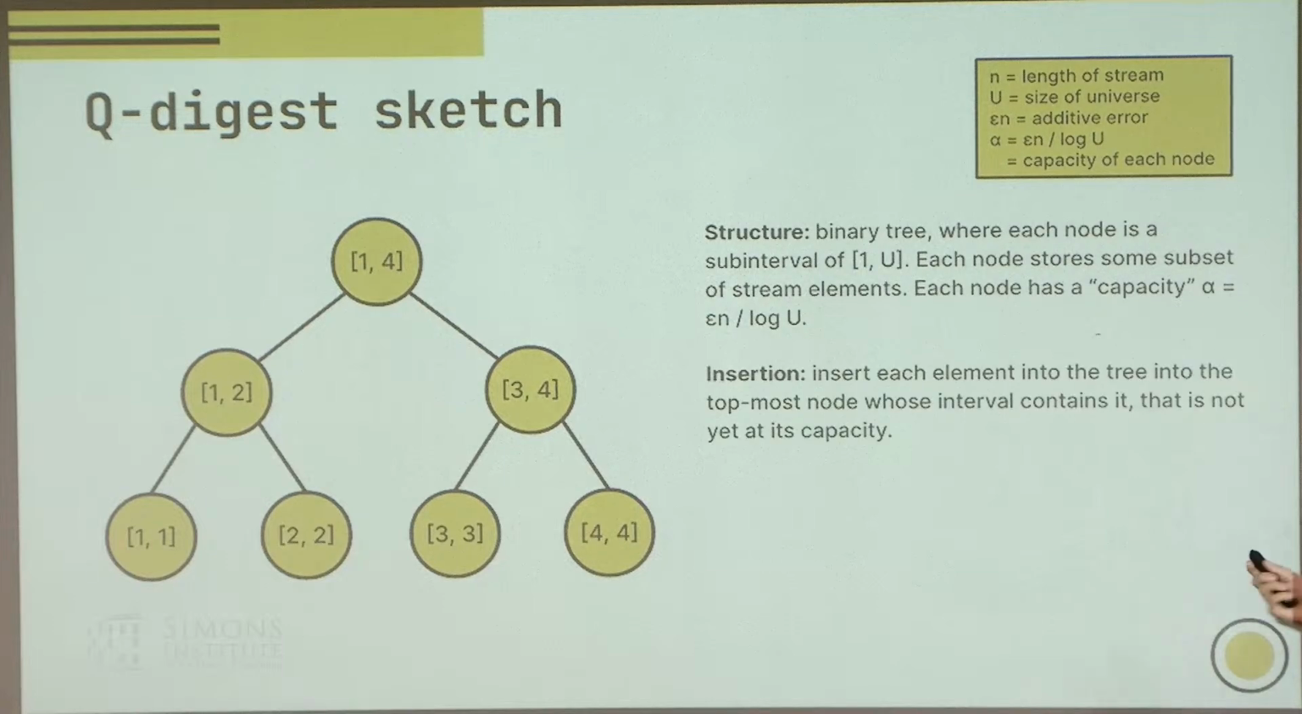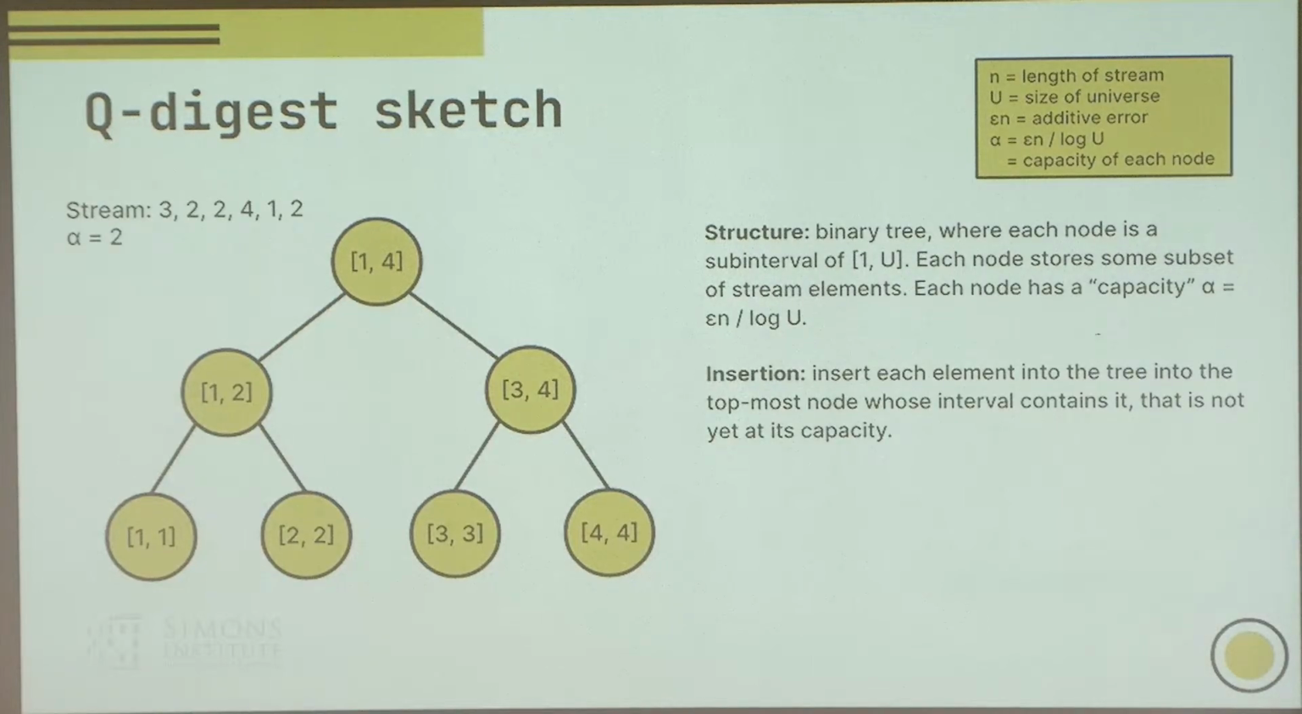Okay, so how do we deal with insertion? Upon getting each stream element, we look at the nodes that might contain it. These are the paths going down the tree. We insert the element into the highest possible node that's not yet full. The leaves don't have any capacity here because you might overflow the leaf, but every node above the leaves has this capacity alpha.